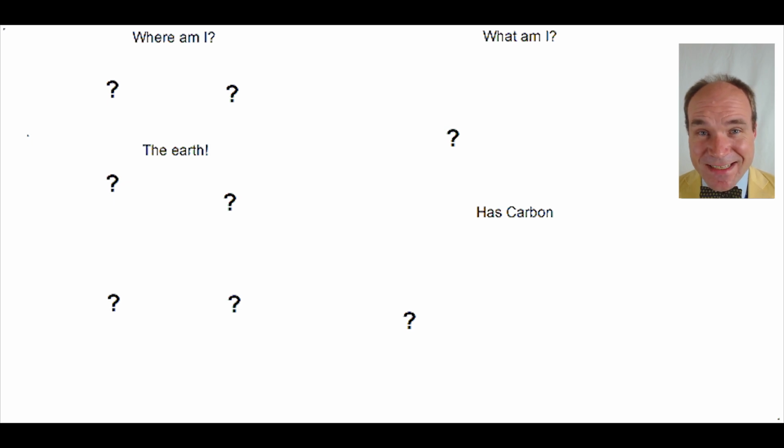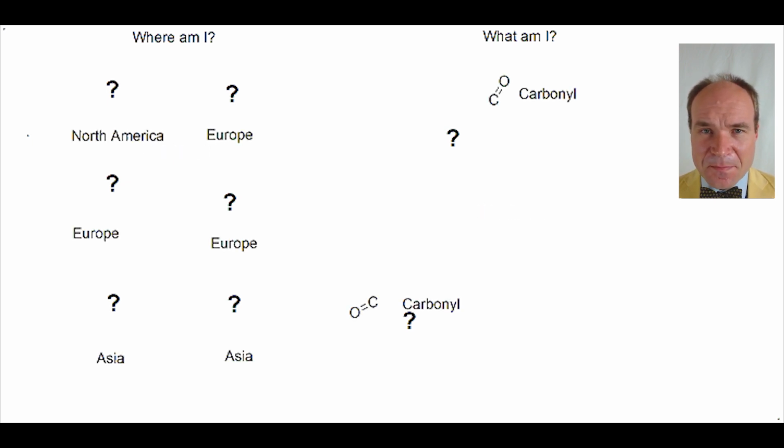Have you worked out what it is yet? No? Oh, well, maybe you do need another clue after all. Here's a second clue. So for the where I am, we're getting a sense of the continents that might be involved. And for the what I am, well, we know there's a carbonyl group in each one of the molecules. It's not very much information, but it's a little bit useful.